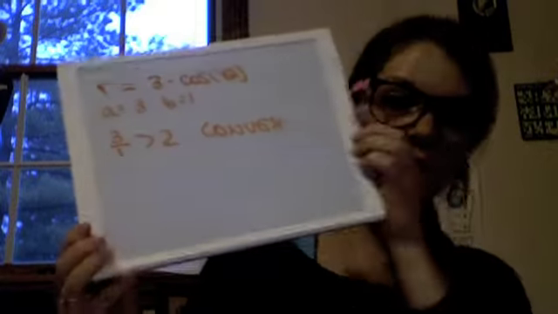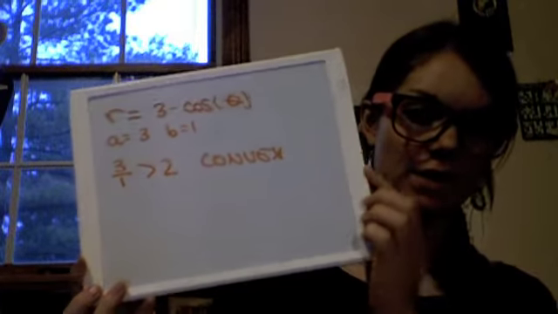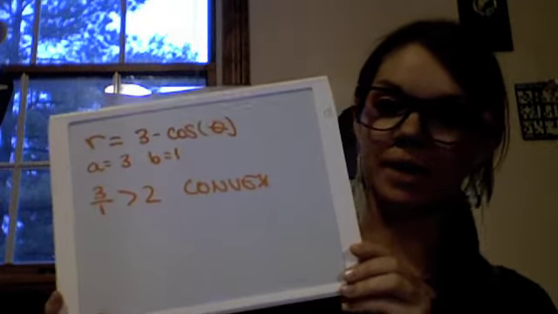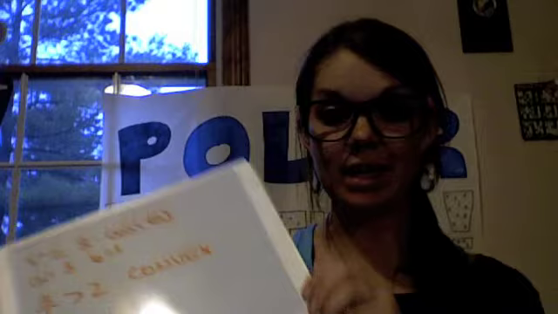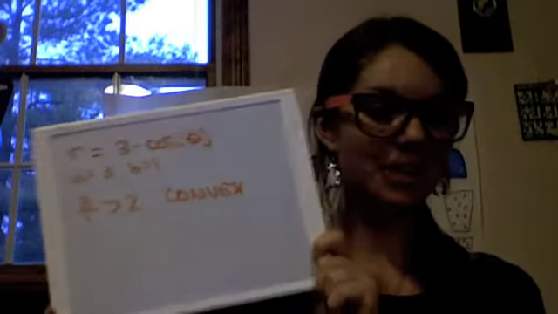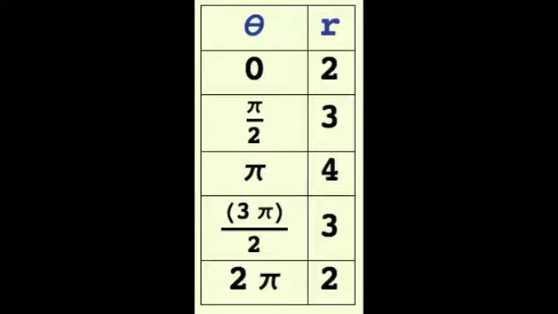Alright, so we changed marker color because orange rules. And so this next equation, r equals 3 minus cosine theta. A is 3, b is 1, 3 over 1 is bigger than 2. And so this is going to be convex, which is close to a circle, but not quite.